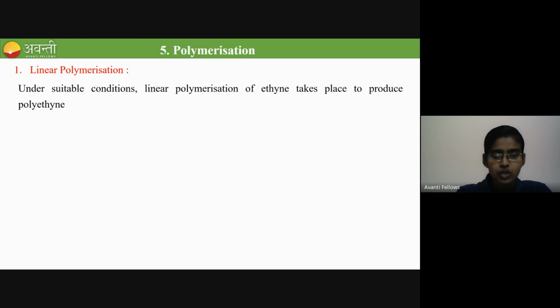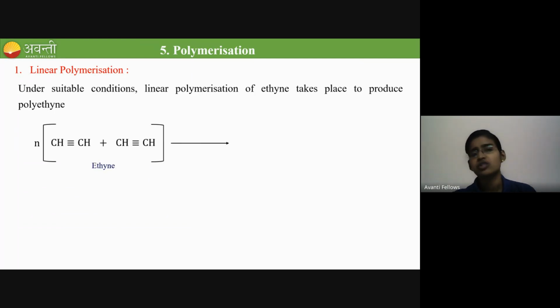Let me take ethyne. I have taken n moles of ethyne. So how do we get the polymer? We have to shift the bond. Just shift this bond here, and one electron here, and from this also shift one here and shift another out. So we will get a new carbon-carbon bond between these two carbons. Here we will have a double bond, and here also a double bond, and outside of this we will have single bonds.